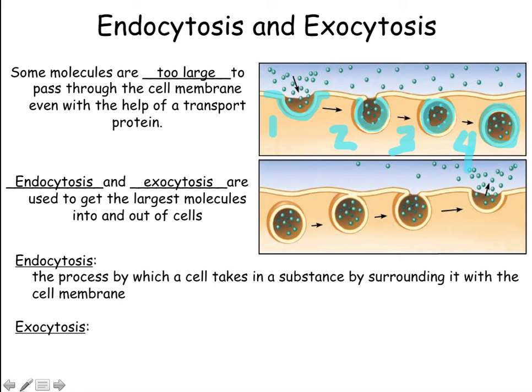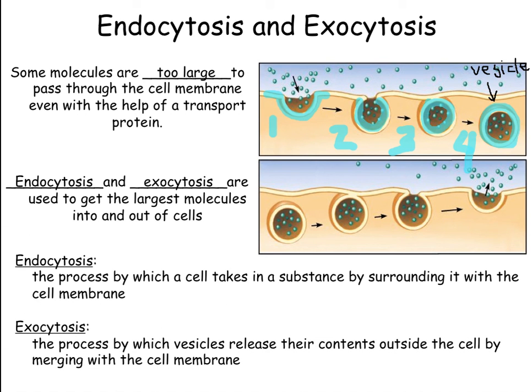And this packet of molecules is called a vesicle. And this vesicle can now move throughout the cell and deliver these important large molecules wherever the cell needs them to be. The opposite process, called exocytosis, is a process through which vesicles release their contents outside the cell by merging with the cell membrane.